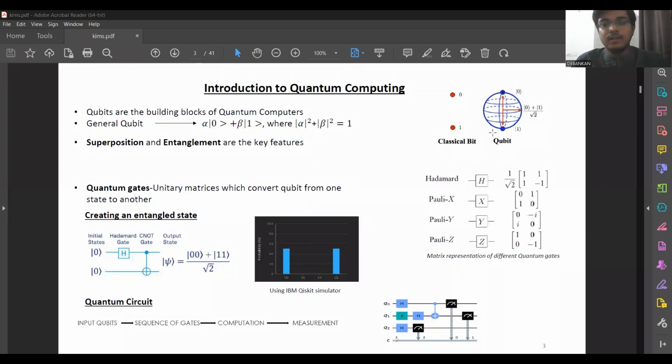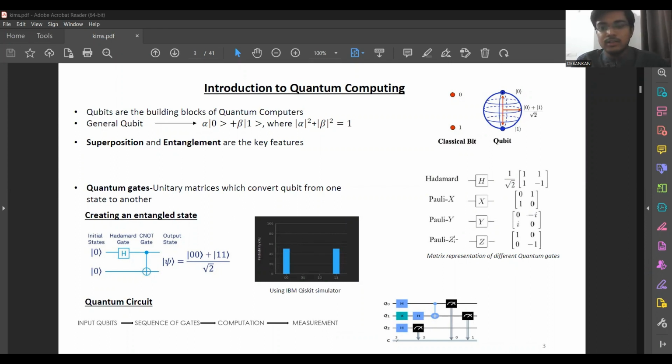This is the advantage which people are trying to explore in quantum computers, to solve problems which classical computers find difficult to solve. Okay, another important element when we're using a simulator or quantum computers is the quantum gates. Quantum gates are nothing but unitary matrices which convert a qubit from one state to another. Like a unitary matrix, we operate it on a state of a qubit and it gives us an output state.